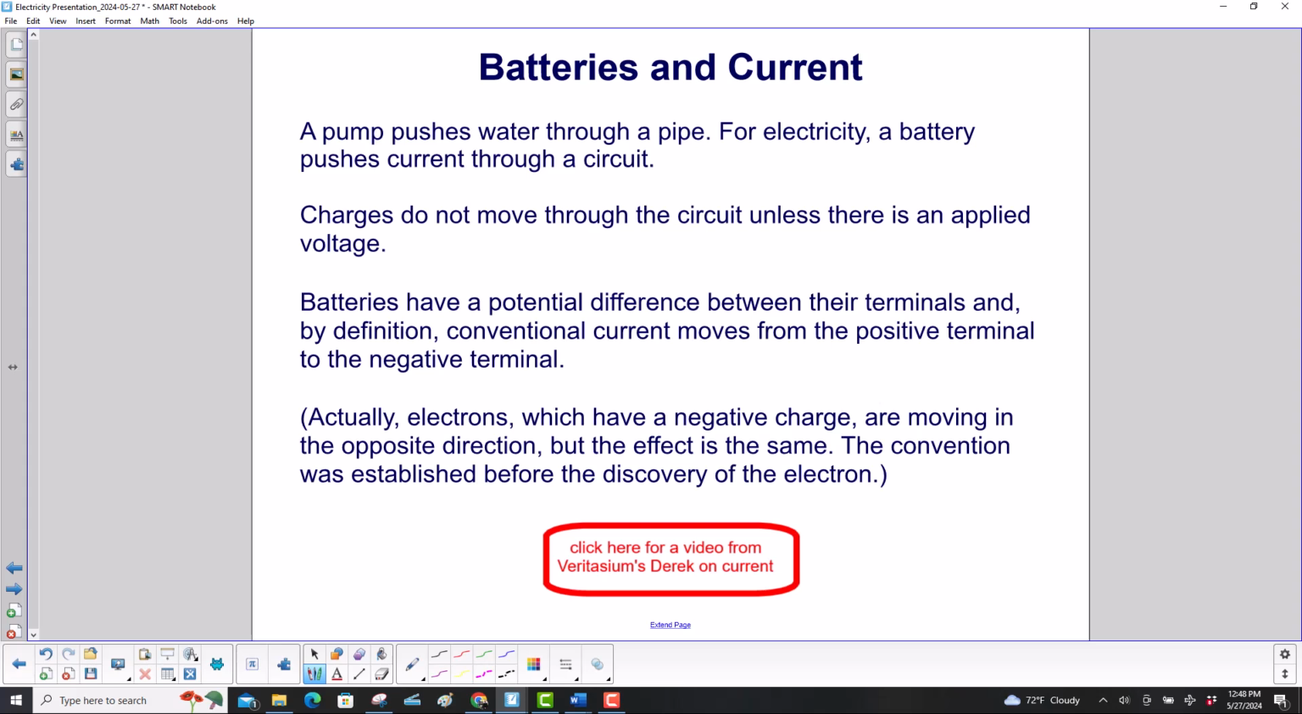Batteries have a potential difference between their terminals, and by definition, conventional current moves from the positive terminal to the negative terminal. Actually, electrons, which have a negative charge, are moving in the opposite direction, but the effect is the same. The convention was established before the discovery of the electron. And over here is a nice video to click on for a nice explanation of current.